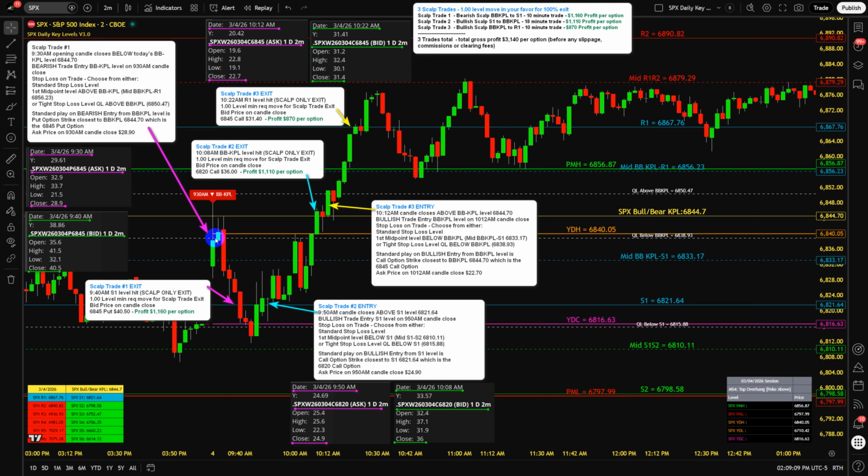Okay, so as you can see here, at 10 minutes later on the 9:40 a.m. candle here, we have a hit of the S1 level. So that is our one level move in our favor for a scalp only exit. So with this indicator scalps, you're basically doing a quick in and out. So on scalps, generally what you're doing is you are exiting 100% of your position. And that is our recommendation.